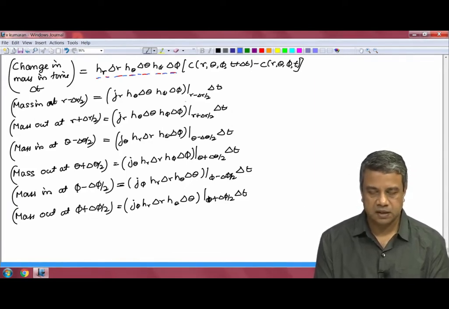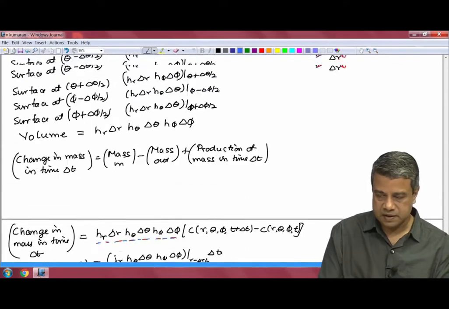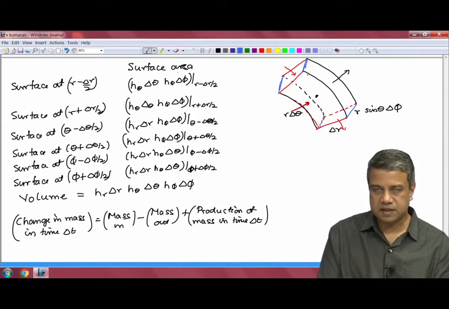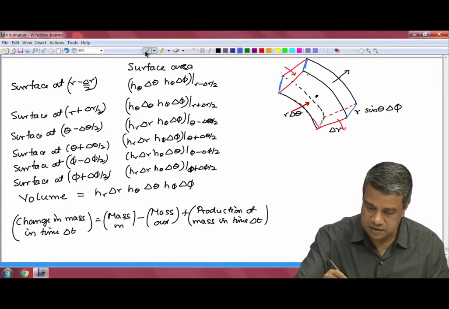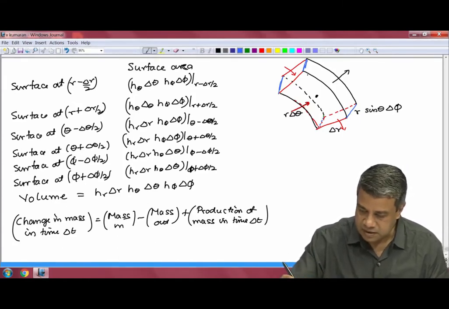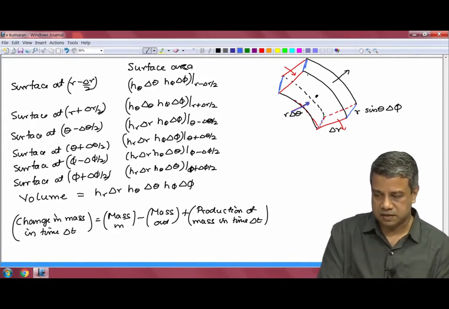The mass in at the surface at r minus delta r. Mass is coming in at the surface if the flux J r is positive. So, a positive flux, in the plus r direction, results in an increase in mass within this differential volume.